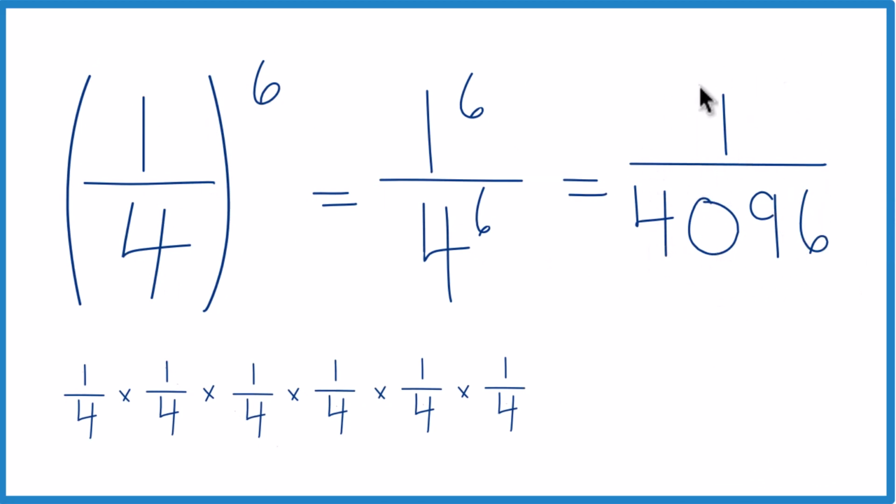And it makes sense this is really small because we're taking a fraction of a fraction of a fraction and so on. This should be a small number. That's how you figure out 1/4 to the 6th power.